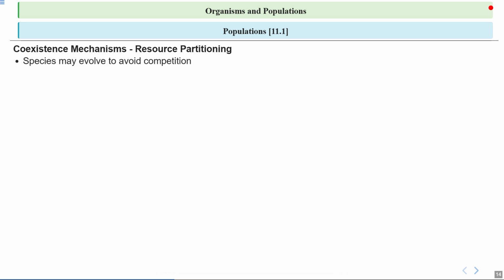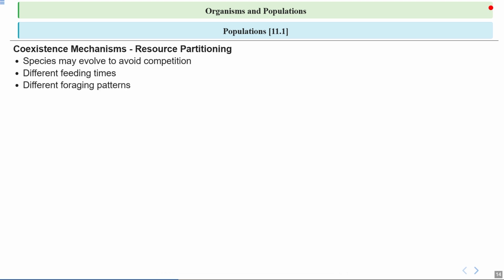Now, species can evolve to avoid competition. So they are following resource partitioning. They are doing this to avoid the competition. Here they develop new behavior or characteristics that help them to use resources differently. These two different species are following different feeding times. So they are feeding at different times. For example, some animals might eat during the day while others feed during the night. So they are avoiding the competition.